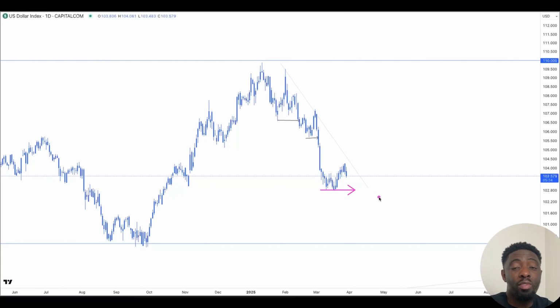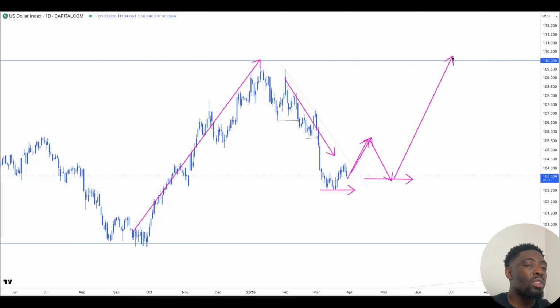So if the DXY finds it difficult to go through these lows, I'll expect this trend line to get violated. So we're looking at something like this, a break of the trend line. Once you have a break of this trend line, then I'm considering this impulsive move a pullback. So I'm looking at this now as a pullback. You get a break, you get a test, and you expect prices now to move all the way to 110.